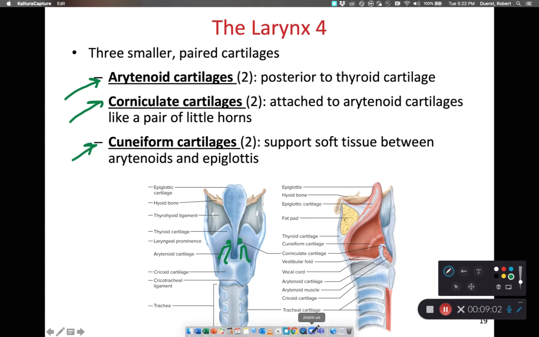And then we are also going to have the cuneiform cartilage. And to find that cuneiform cartilage, you need to look for a bulge on the lateral margin of the larynx. So the cuneiform cartilage would be a bulge, it's hard to see right here, but it's a bulge located approximately in this position. That translates to that bulge right there.